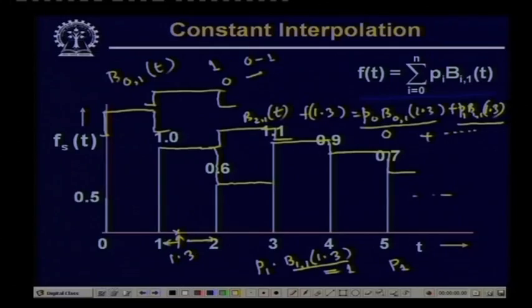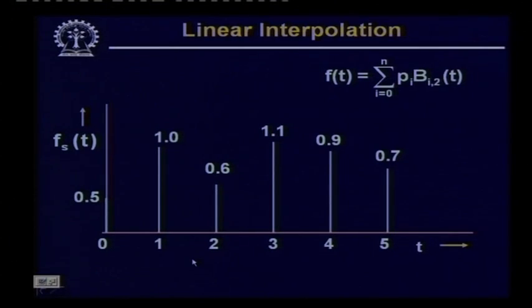Similar is also the situation if I go for linear interpolation. So, what do I get in case of linear interpolation? In case of linear interpolation, f t is given by the summation of p i into b i 2 t, where we have to take the summation of all these terms for values of i from i equal to 0 to n. So, what do we get in this case?